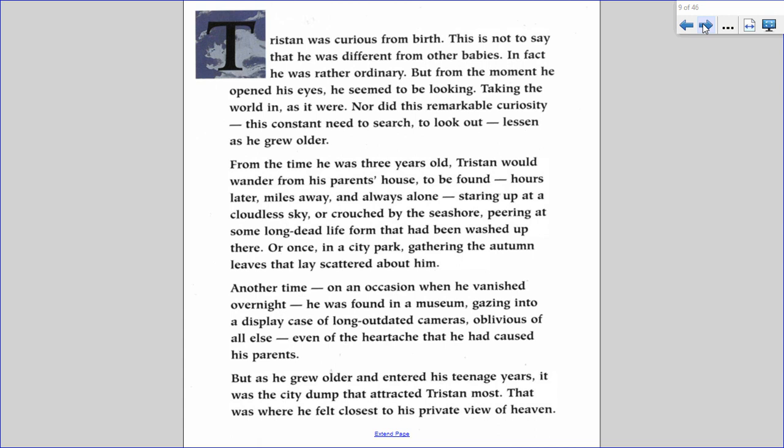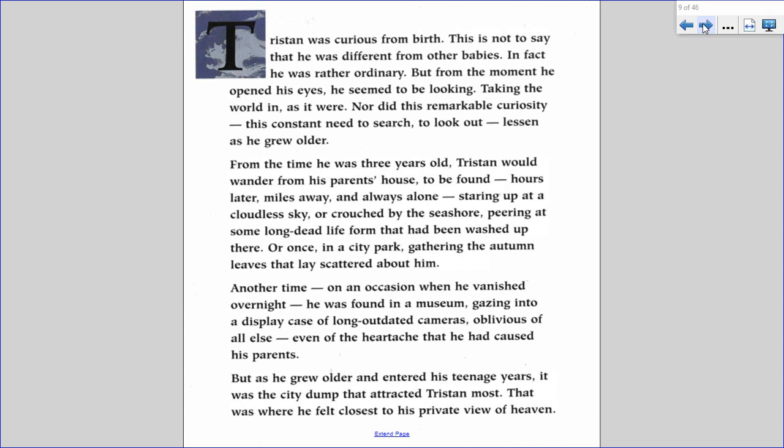Tristan was curious from birth. This is not to say that he was different from other babies. In fact, he was rather ordinary. But from the moment he opened his eyes, he seemed to be looking, taking the world in, as it were. Nor did this remarkable curiosity, this constant need to search, to look out, lessen as he grew older.